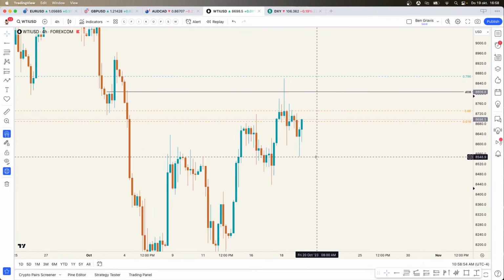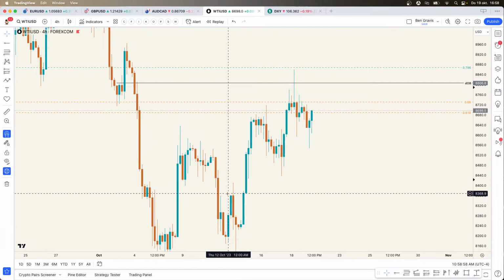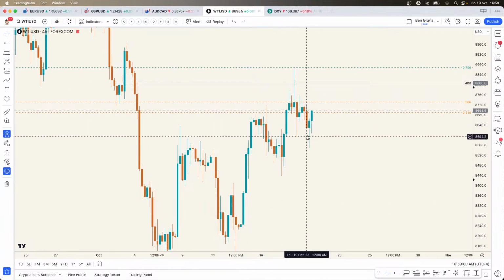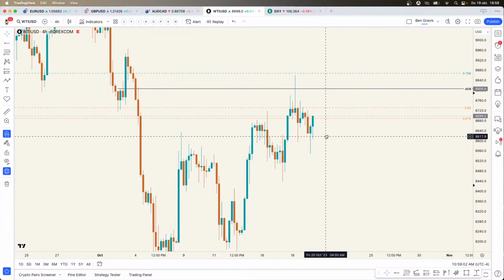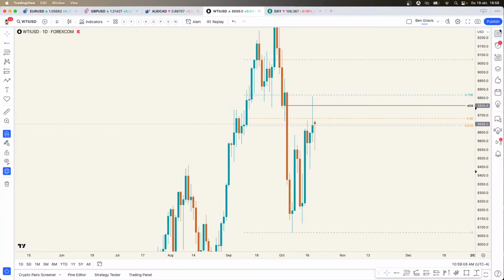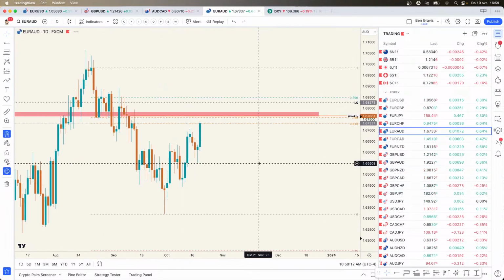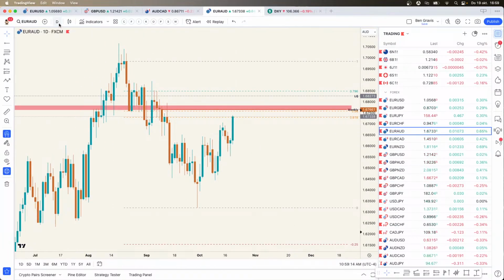it's not exactly what I'm expecting here. We still have this key level, higher low, higher low, higher low. This is still intact, so we can still continue higher. But it's something that we should be looking at. Euro Australian, sorry.